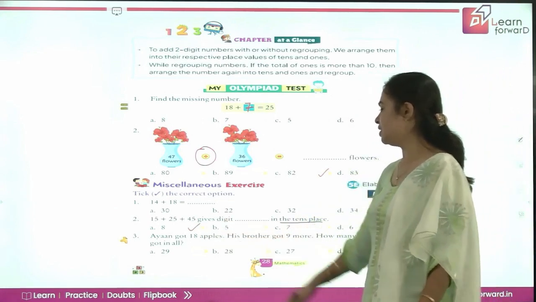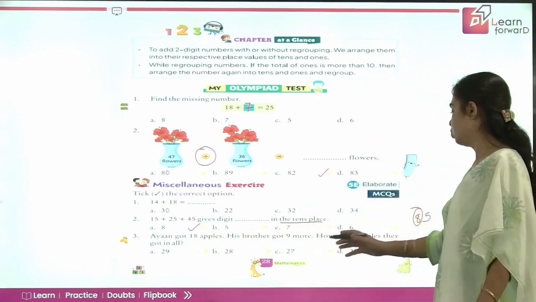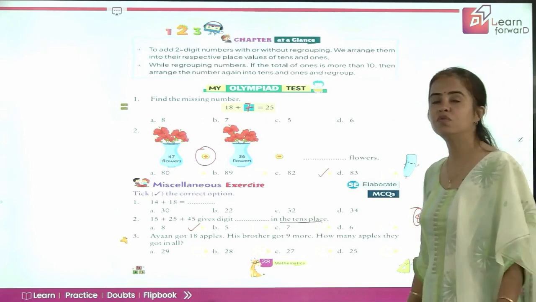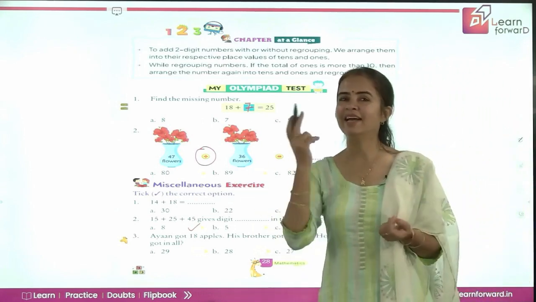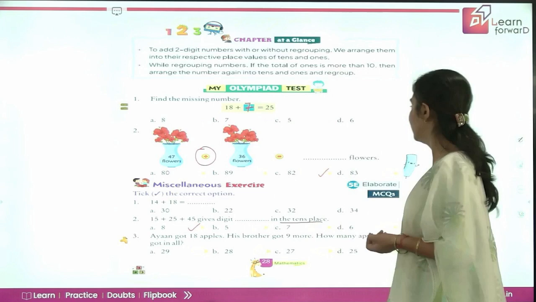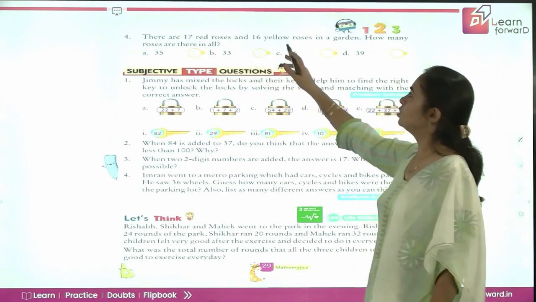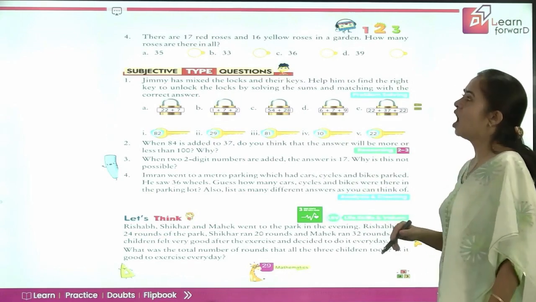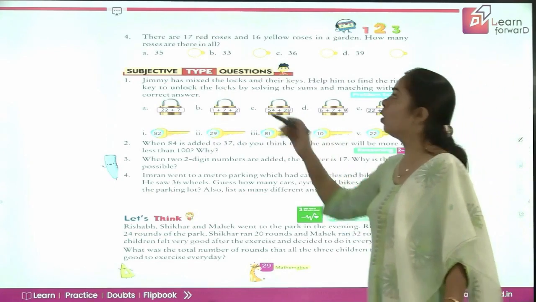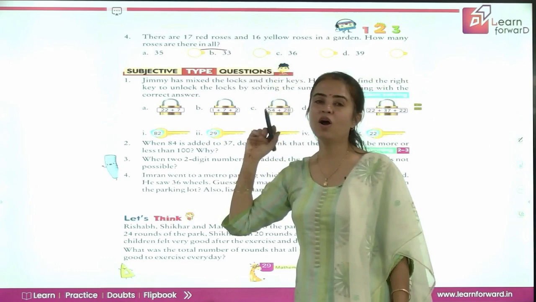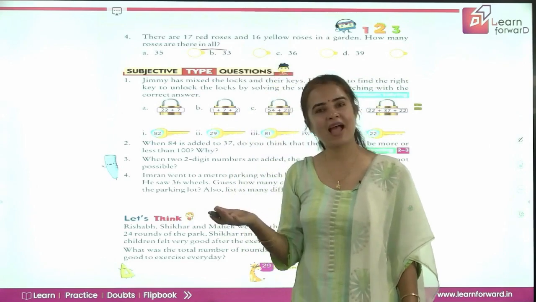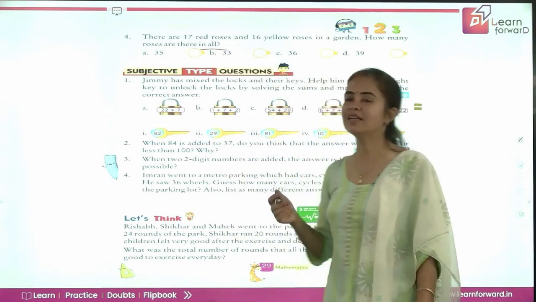Ayan got 18 apples. His brother got 9 more. How many apples they got in all? So what will you do? Add and get the total number of apples to find the correct answer yourself. There are 17 red roses, 16 yellow roses. How many roses are there in all? So in all means, yes, you will be adding again and tick your correct answer.